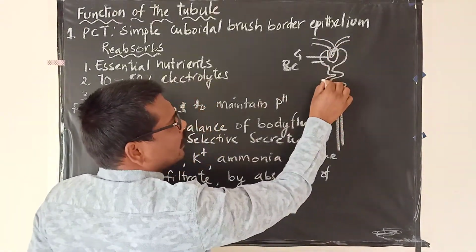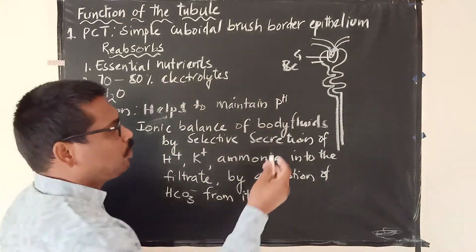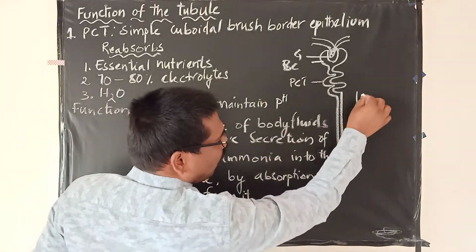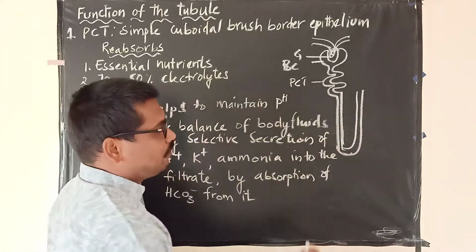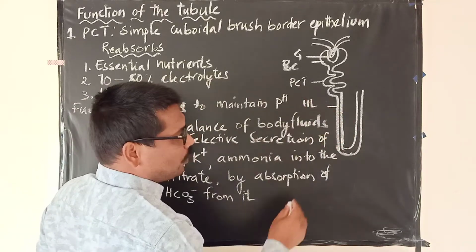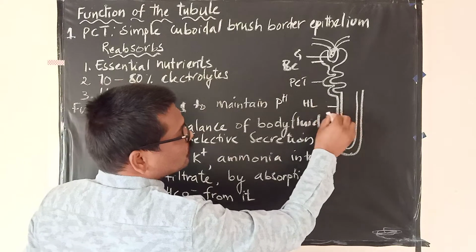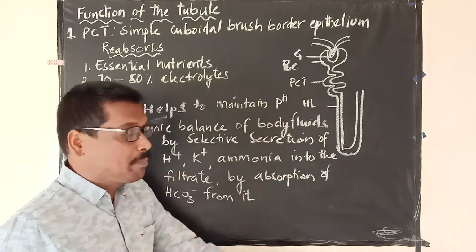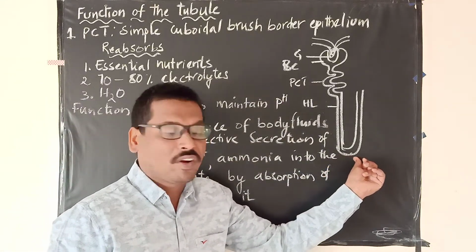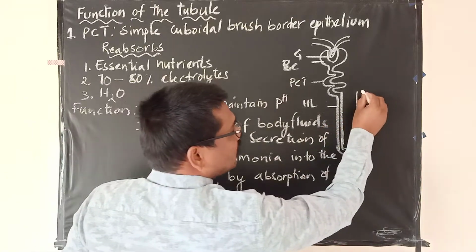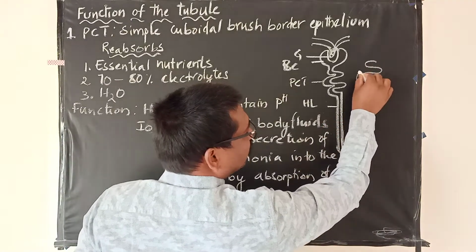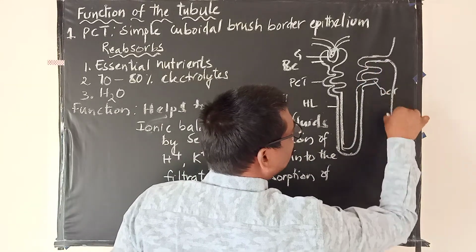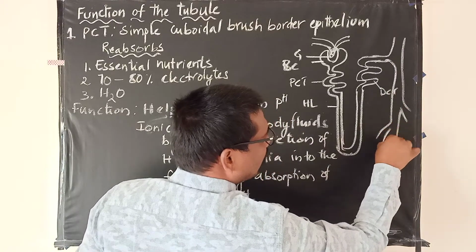Now the other part is the renal tubule, which starts with the proximal convoluted tubule and is followed by the long U-shaped tube called the Henle's loop, which has two parts: the descending limb and the ascending limb. In some textbooks you may see this called the transverse limb. Then there is another part called the distal convoluted tubule, followed by the collecting duct.